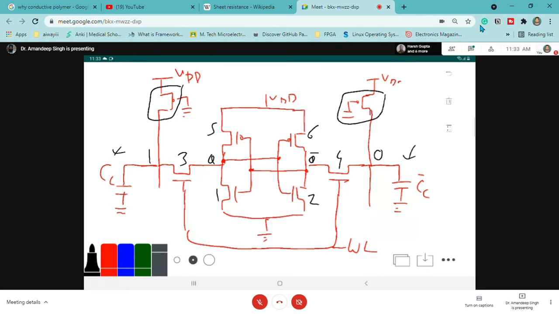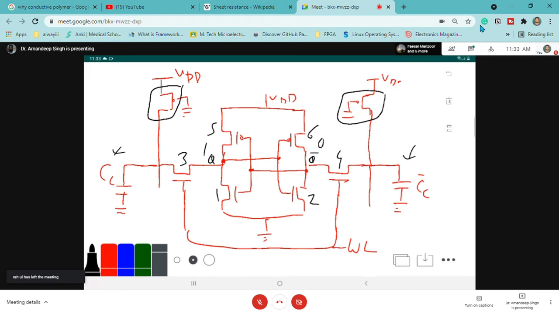Okay. Similarly, if I want to write 0 at Q, I have to give 1 here. So the write circuitry is somewhat different. In order to read, we charge both the capacitances, that is CC and CC bar. We charge both the capacitances CC and CC bar, and suppose here is 1 and here is 0.